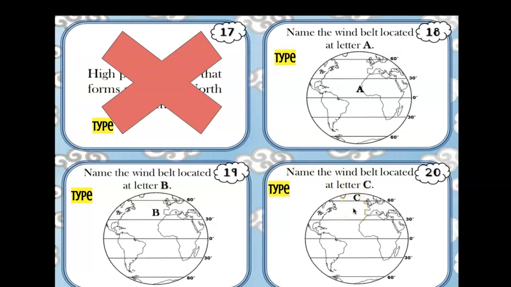Number 20, name the wind belt located at C. C is right at our North Pole. It'll be down there at our South Pole too. These are your polar easterlies. They're cold, dry winds, and they blow from east to west.